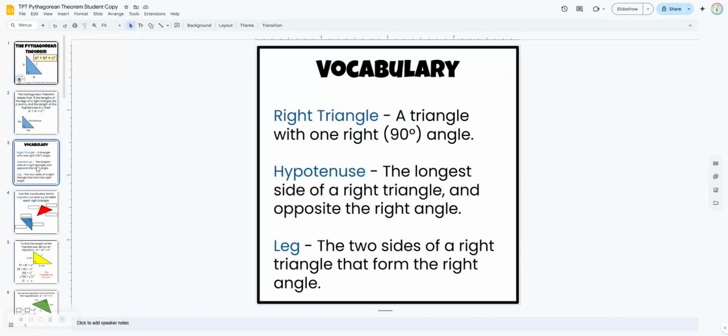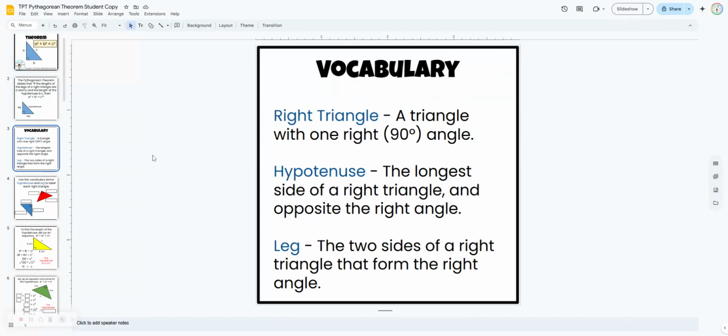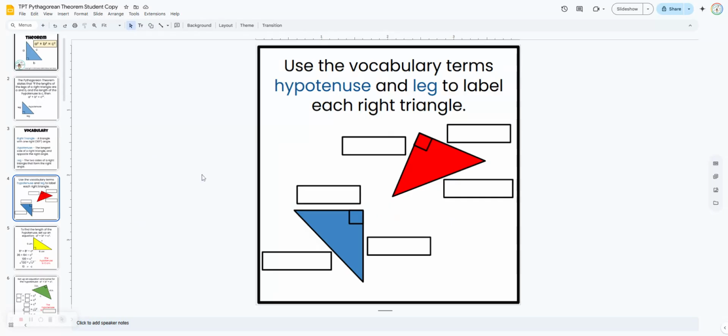So we're going to start the students with some vocabulary. A right triangle is a triangle with one 90-degree angle. The hypotenuse is the longest side of a right triangle. It's always opposite that right angle. And the legs are the other two sides, and they form the right angle. So students are just going to be taking that vocabulary, and they're going to be typing in either hypotenuse or leg to label each of these sides. So this one would be the hypotenuse, and they're just going to type that in for all of these.